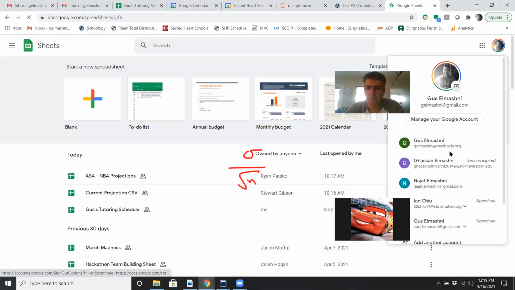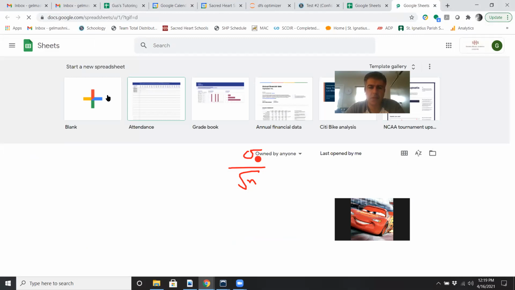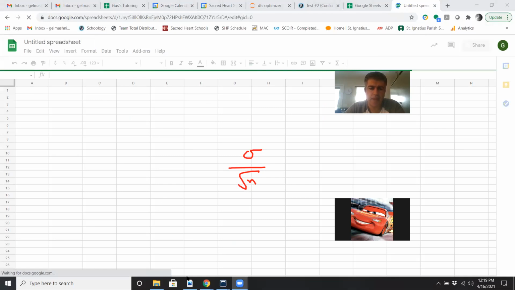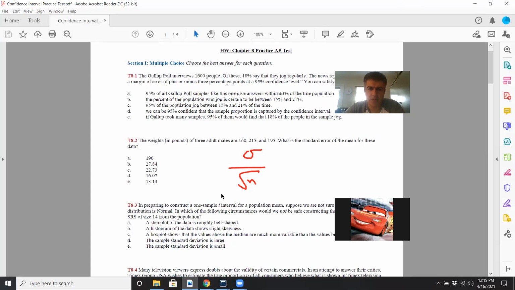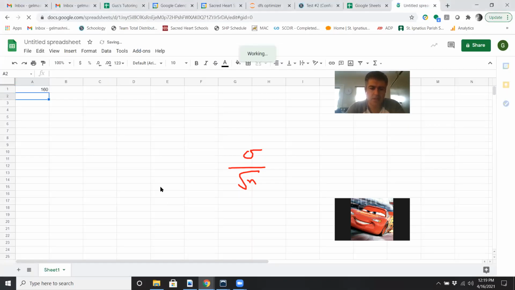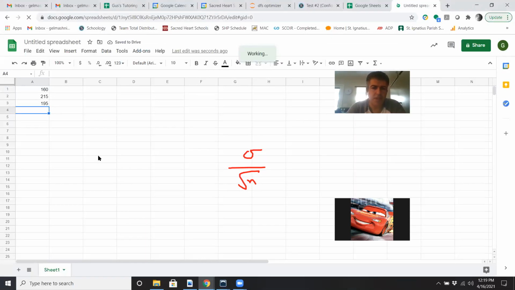Let me switch to my school account. Blank. And my data was what? 160, 215, 195. So 160, 215, and 195. All right. So if we want the standard deviation, you just hit equals STDEV, and it's the whole thing. So you do it for the entire data set.